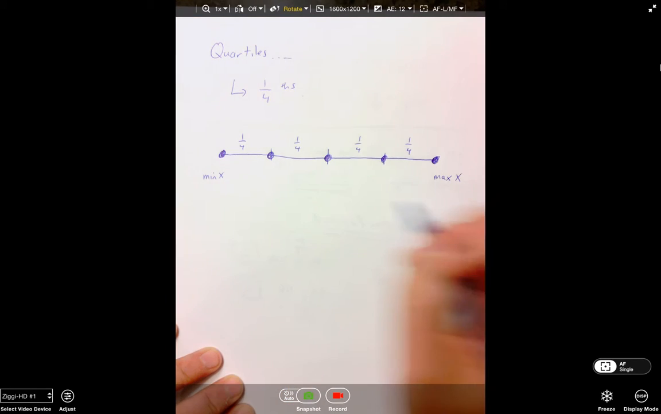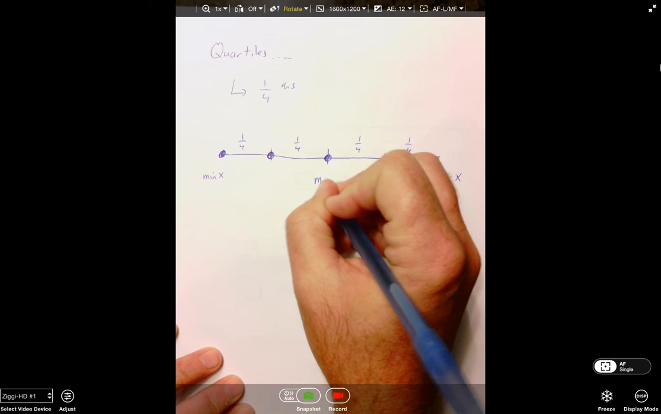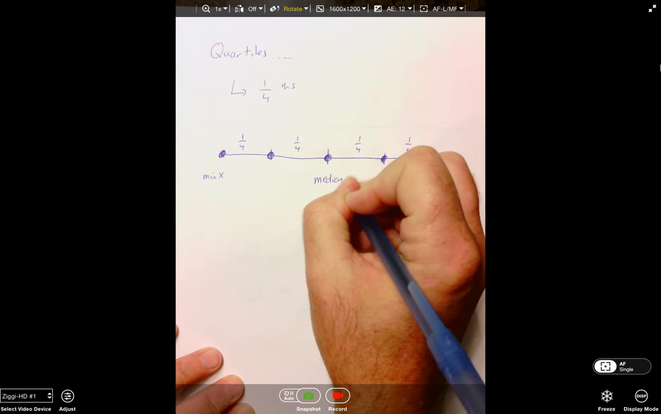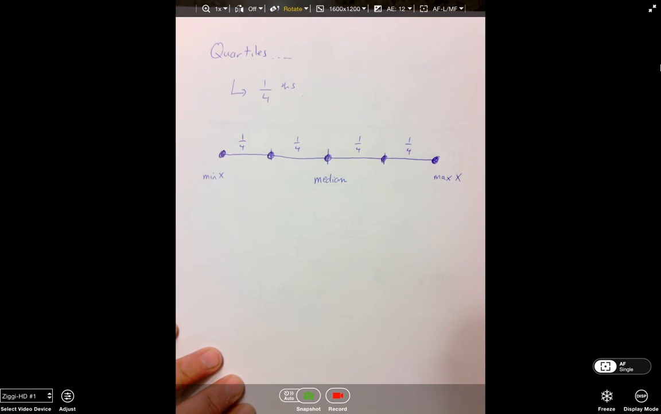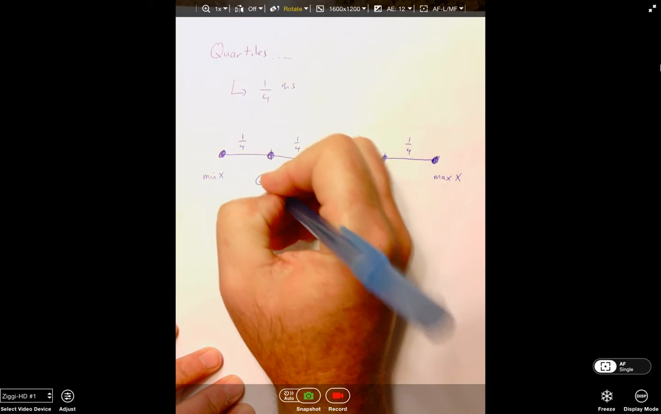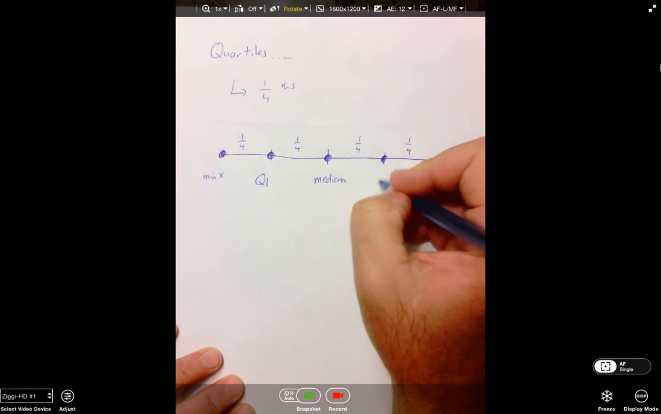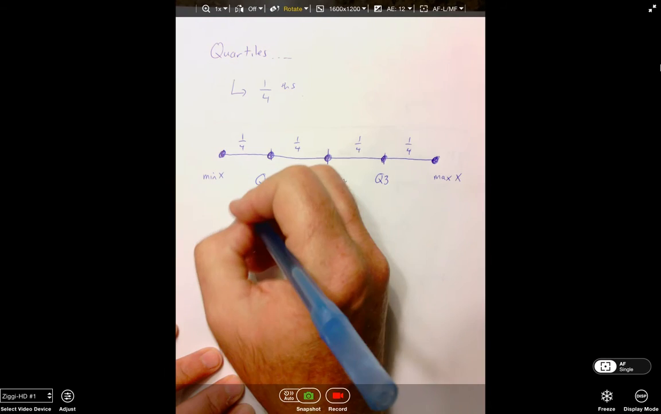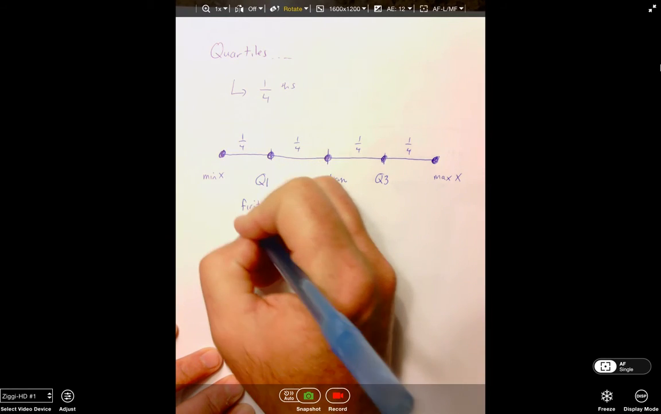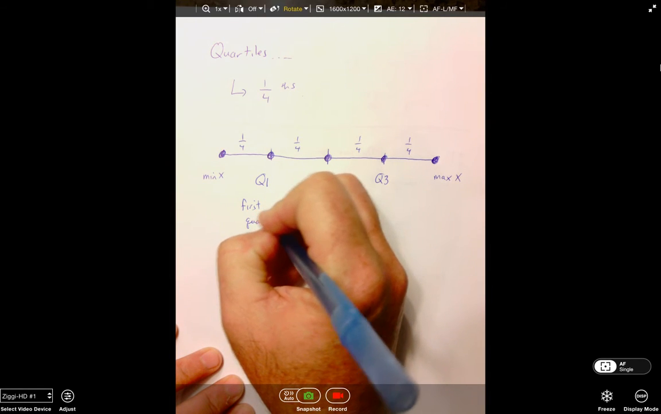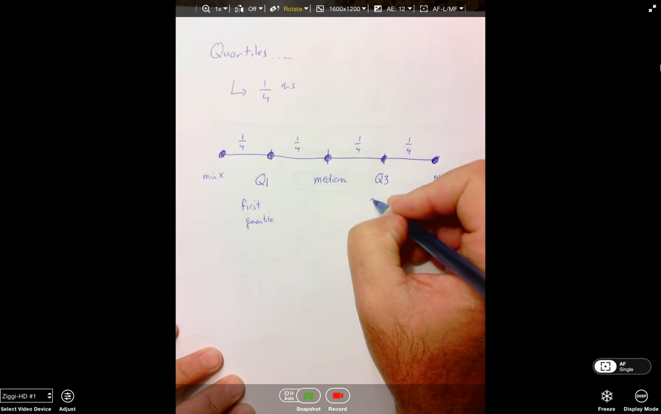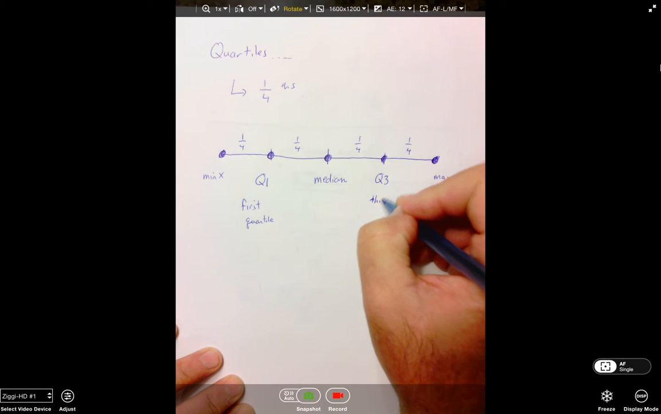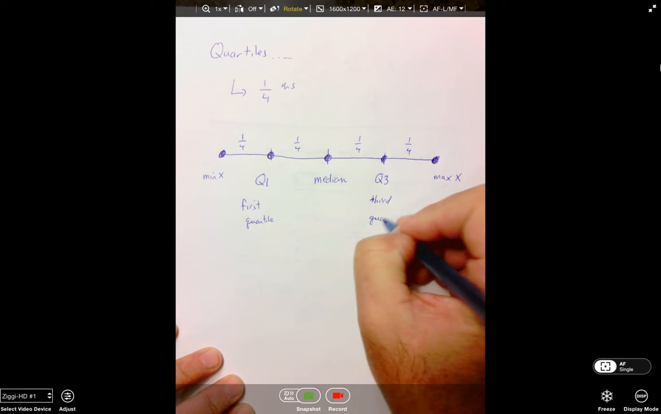Well, guys, when this is our data set, we already know that the cut in the center is called the median. Well, this cut right here we call Q1, and we call this cut Q3. This is the first quartile, and this is the third quartile.